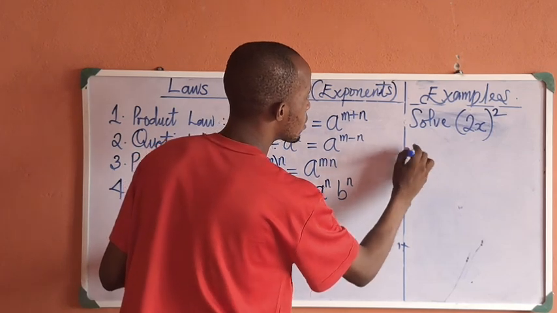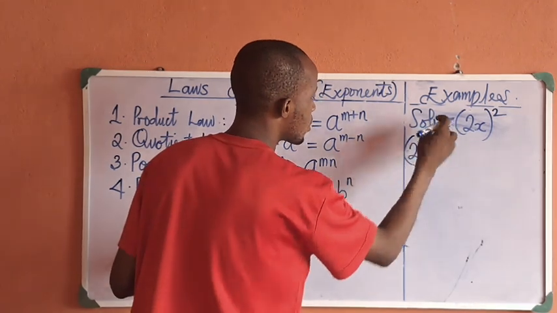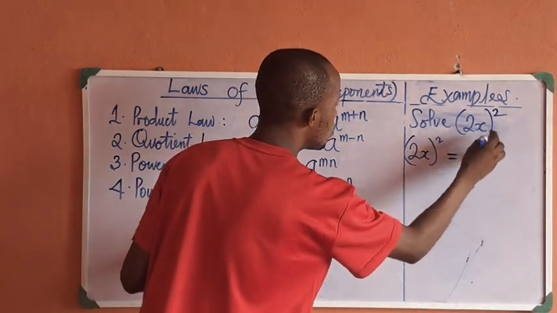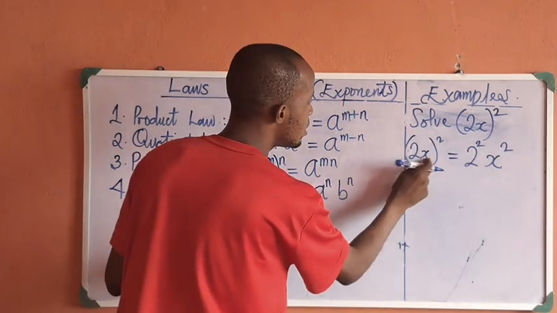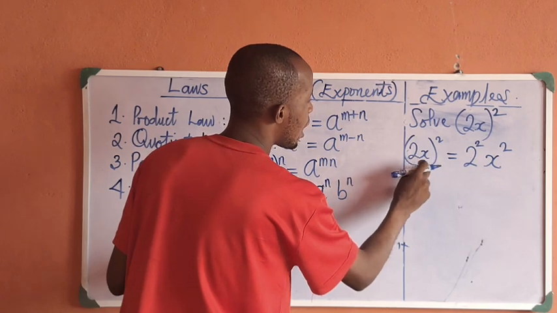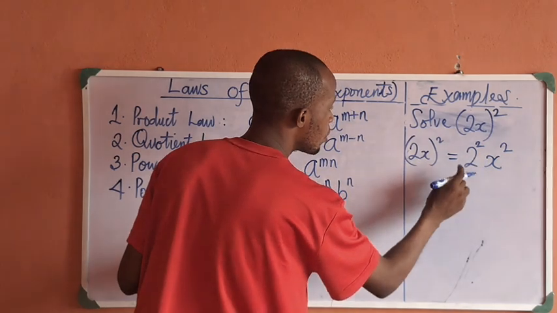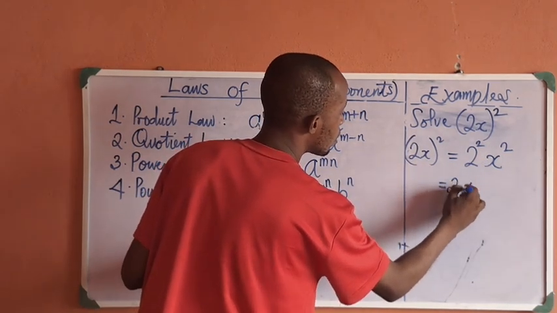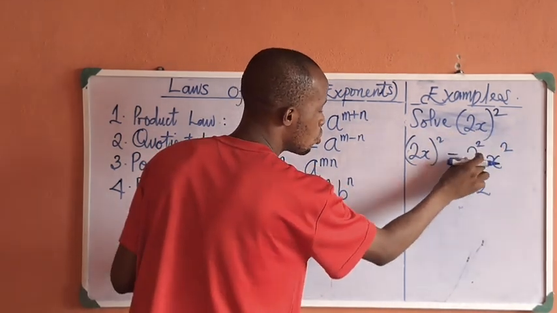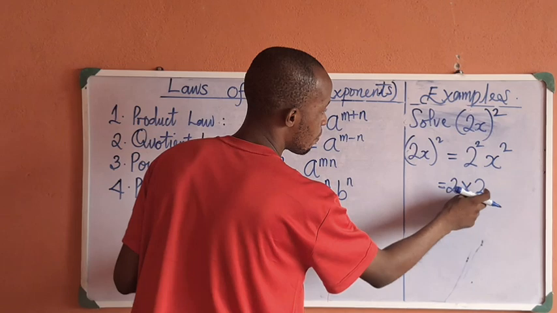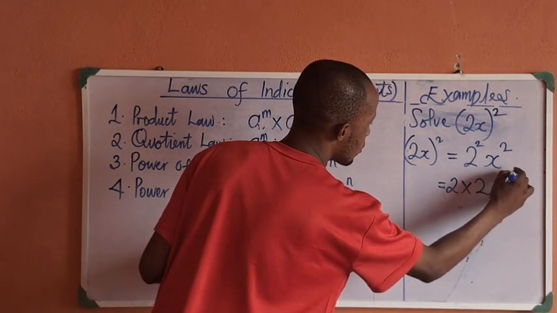So we can say that 2x in bracket raised to power 2 equals 2 raised to power 2 and x raised to power 2, separating the factors because each of them has the right to own the power 2. And that will give us 2 raised to power 2, which will give us 2 multiplied 2 times. Please don't forget that 2 raised to power 2 means that 2 is multiplied by itself 2 times. And then we bring the x down as well, raised to power 2.